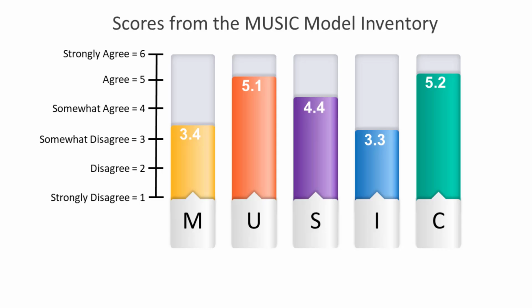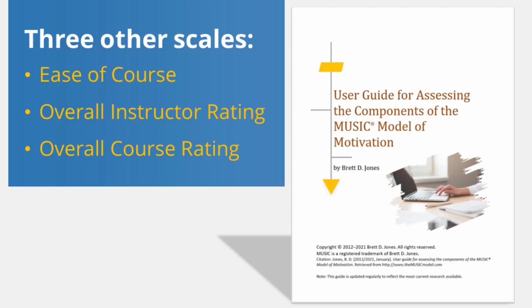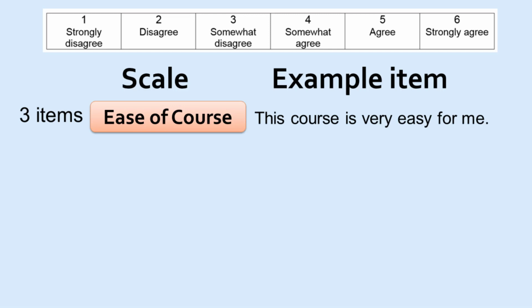The items on each of these scales are then averaged to obtain a scale score for each student, which can then be averaged to obtain a class scale score. For example, here we see that caring was rated the highest at 5.2. 3 other scales were also included on the survey: ease of course, overall instructor rating, and overall course rating. The ease of course scale was comprised of 3 items. An example item is, "This course is very easy for me."